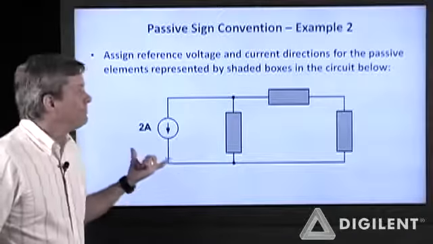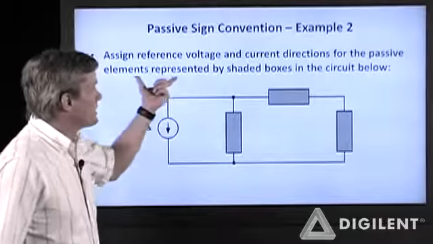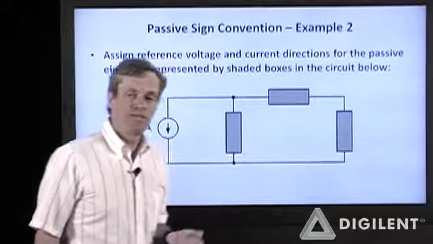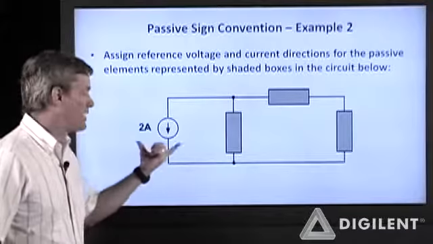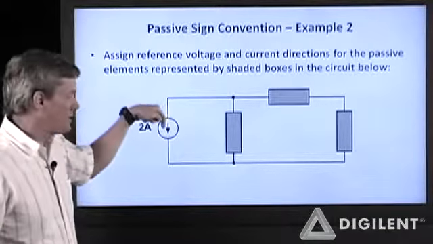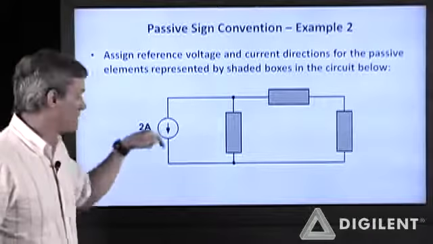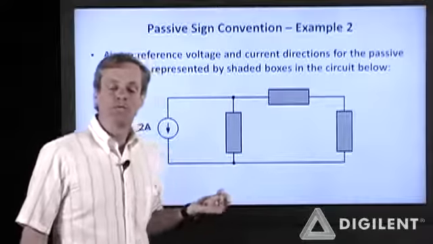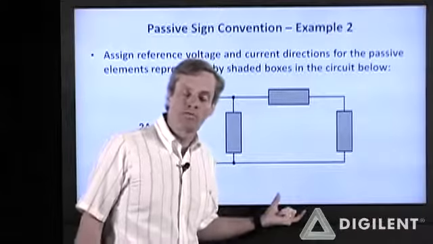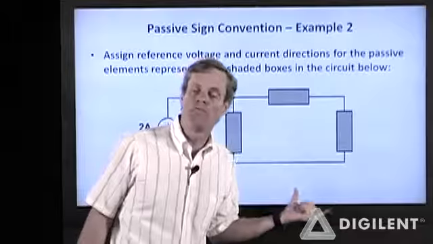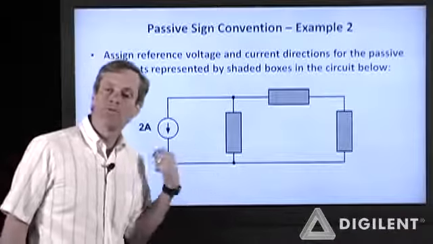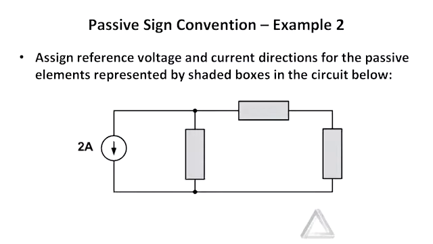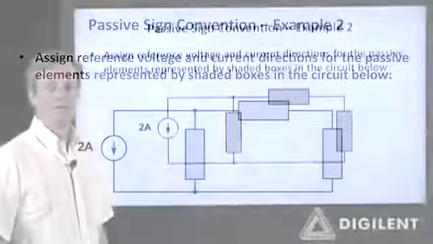Here's another example. I want to assign reference voltage polarities and current directions for each of the passive circuit elements in this circuit. I have a 2 amp source. Its current direction is positive downward. Now, in this particular example, I haven't given you either the voltage polarity or the current direction. You're going to have to determine both of them. So please give that a try before you come back and watch me do the problem.